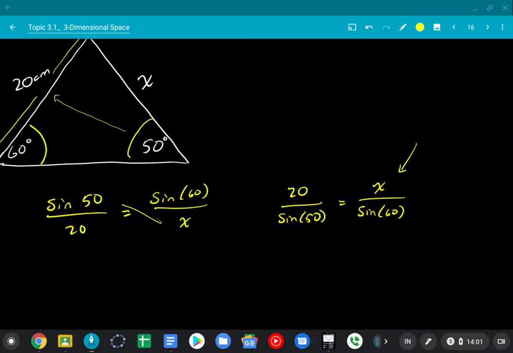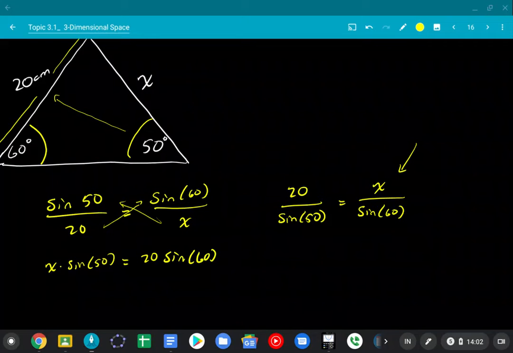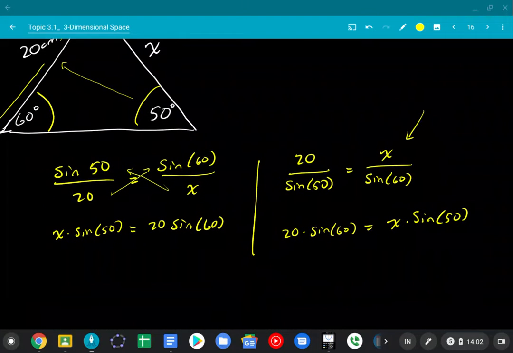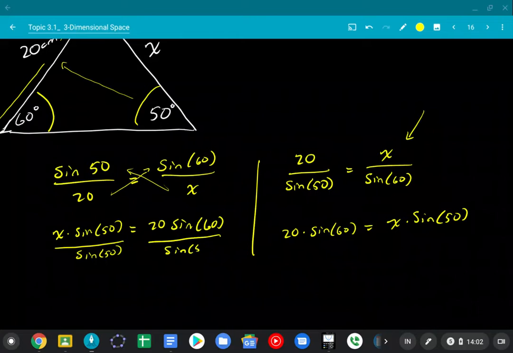If I just do a quick cross product, I'm going to get x times the sine of 50 is equal to 20 times the sine of 60. And I can simply divide both sides by the sine of 50. And there it is. X is going to be equal to whatever this is.